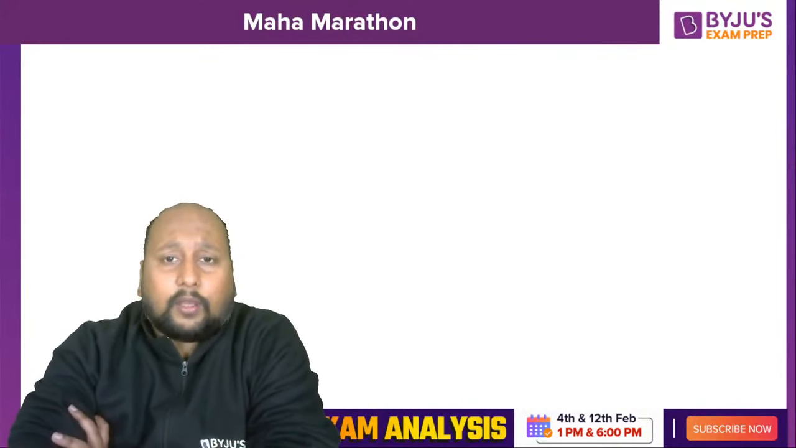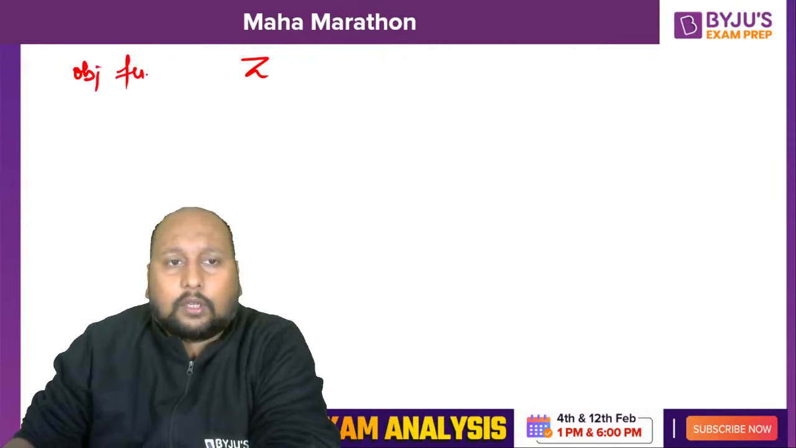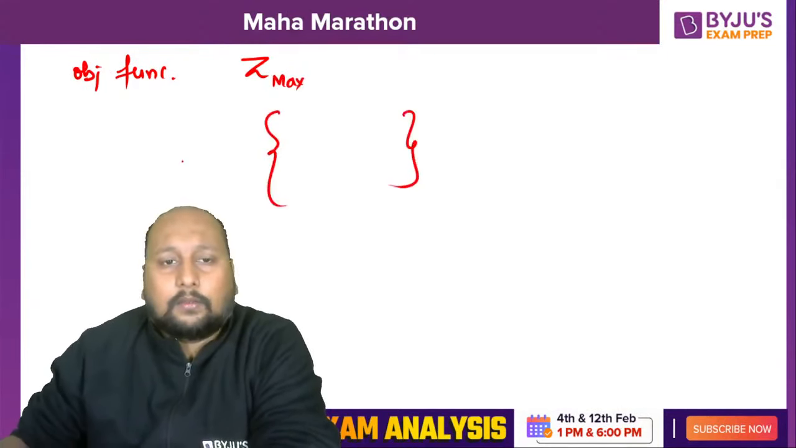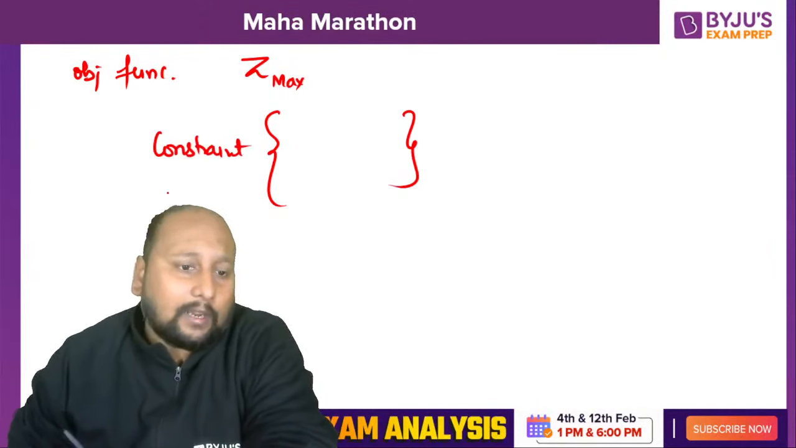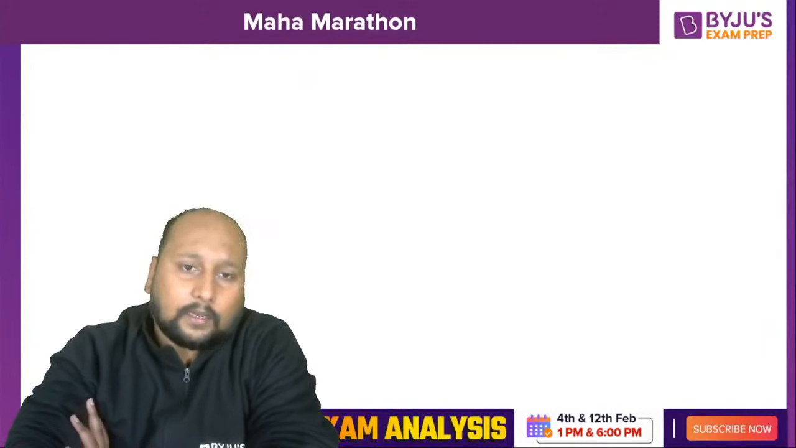Now here, we will be having one objective function. We'll be having some constraints. We can have a maximization problem or a minimization problem. And we'll be having a non-negativity criteria. And we can easily calculate by using graphical, by plotting the graph, right?